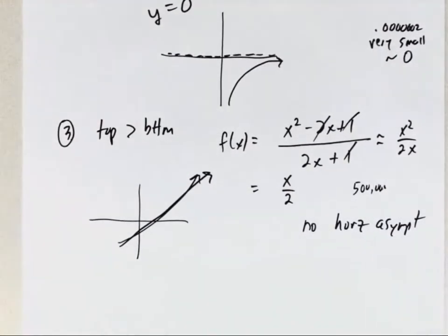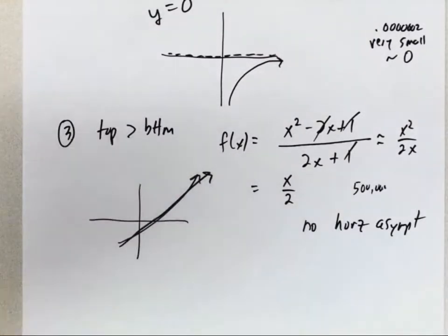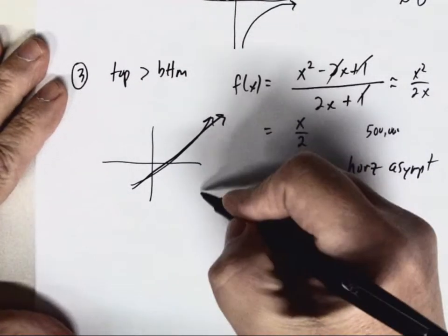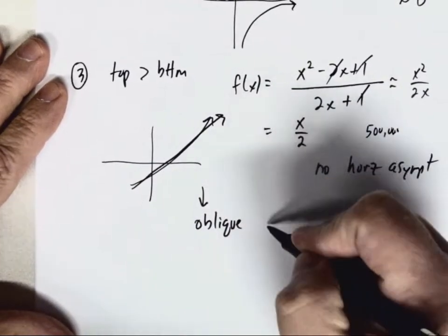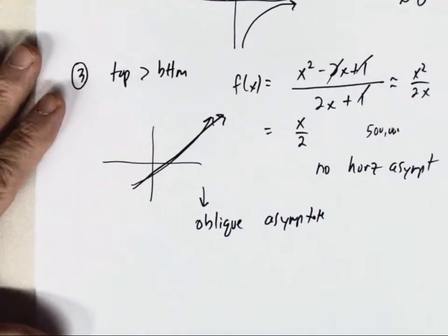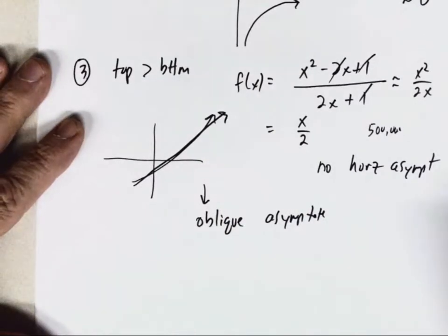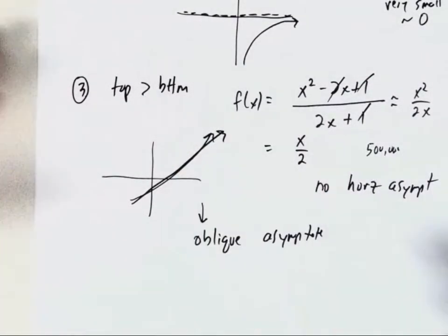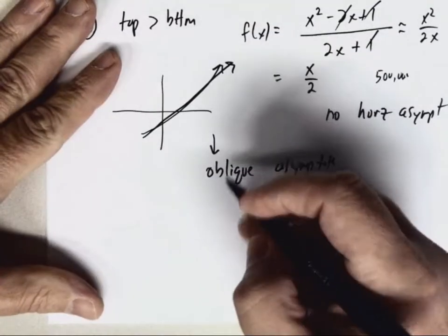But now, there's one special case of number 3. Sometimes number 3 can lead to something called an oblique asymptote. And this happens for a special case of number 3 where the exponent on top is only one number higher than the bottom. What do I mean?